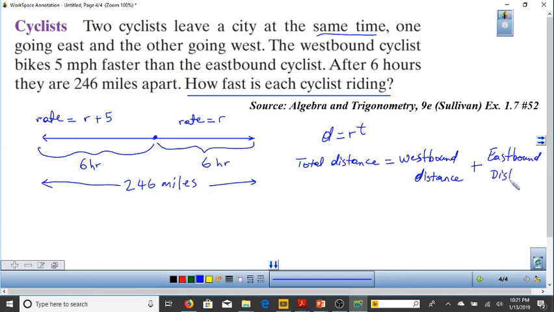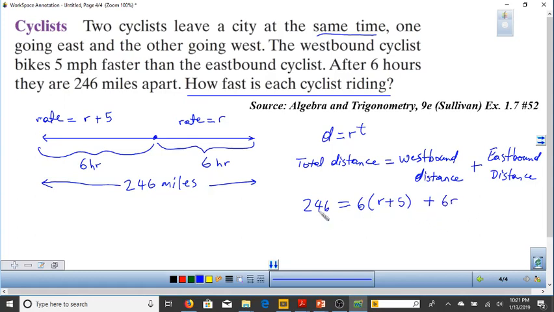And now let's see what that means. Total distance is 246 miles. Westbound distance is rate times time. So it's the rate times 6 hours: 6 times (R plus 5). And eastbound distance is the rate, 6 times R. And this becomes a very simple problem from there.